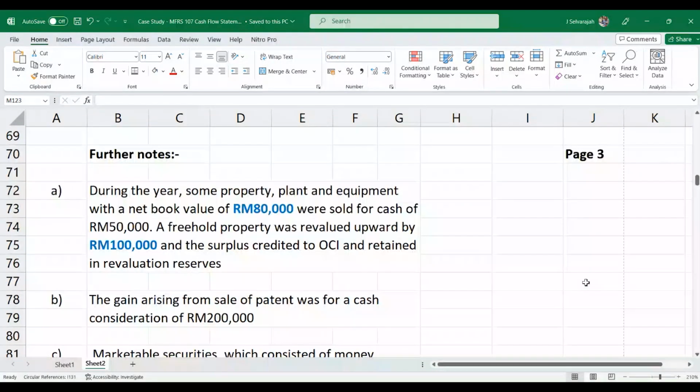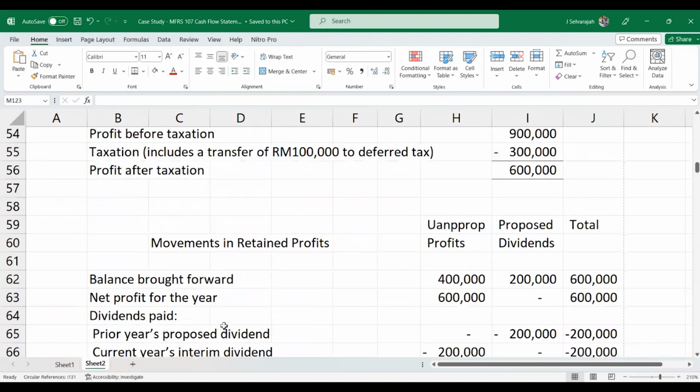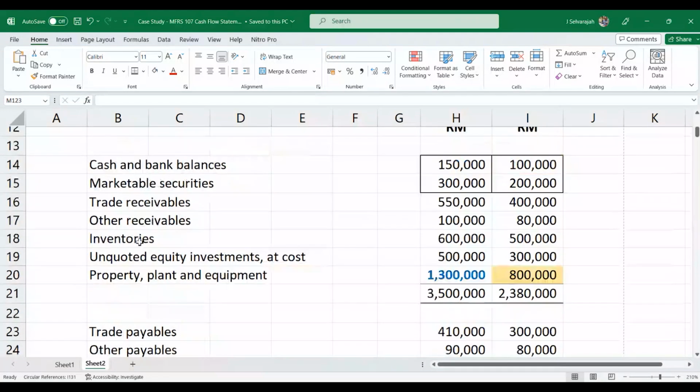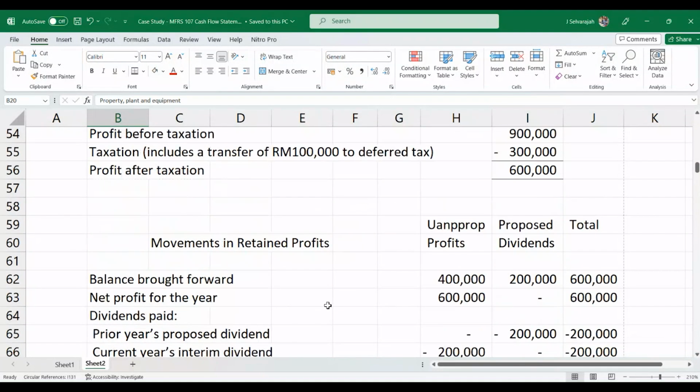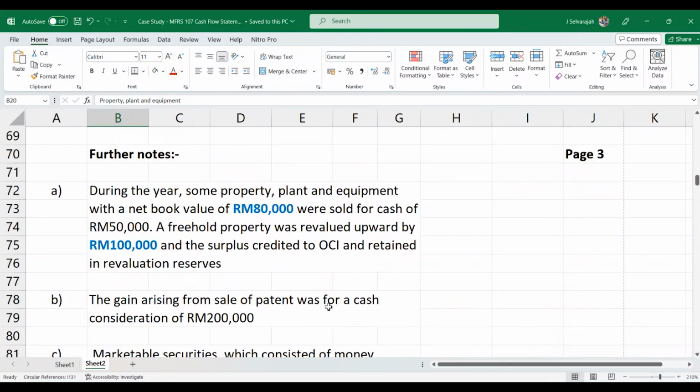Further notes: during the year, some property, plant, and equipment with a net book value of 80,000 was sold for cash, and 50,000 was received from the sale. This property, plant, and equipment includes a freehold property, which they had up here, just to be sure they have it. It's not possible to replace everything in a training, so we just put it and understand it now.